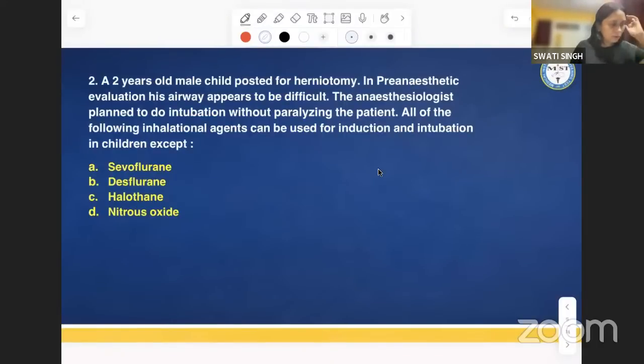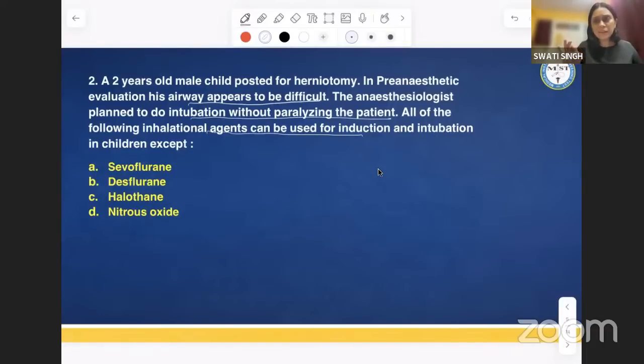A 2-year-old male child posted for surgery. In pre-anesthetic evaluation, his airway appears to be difficult. The anesthetist planned intubation without paralyzing the patient. All of the following inhalational agents can be used for induction and intubation in children except.